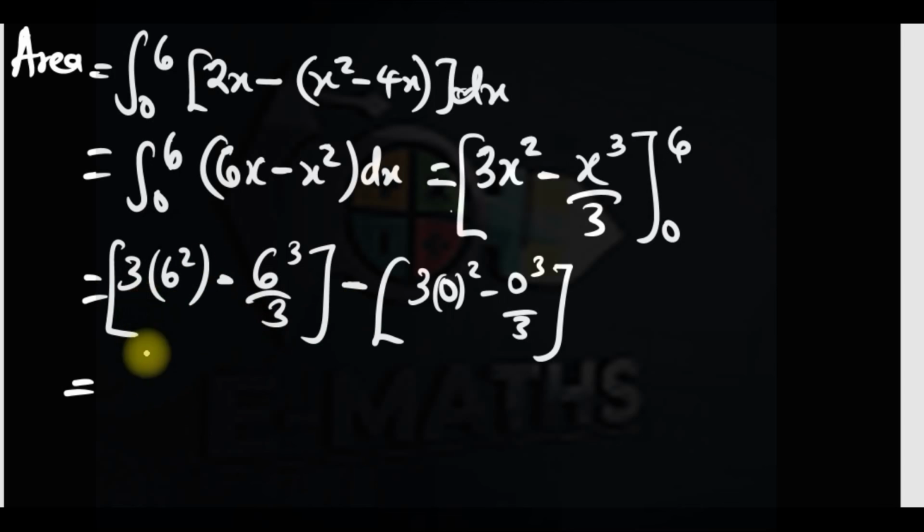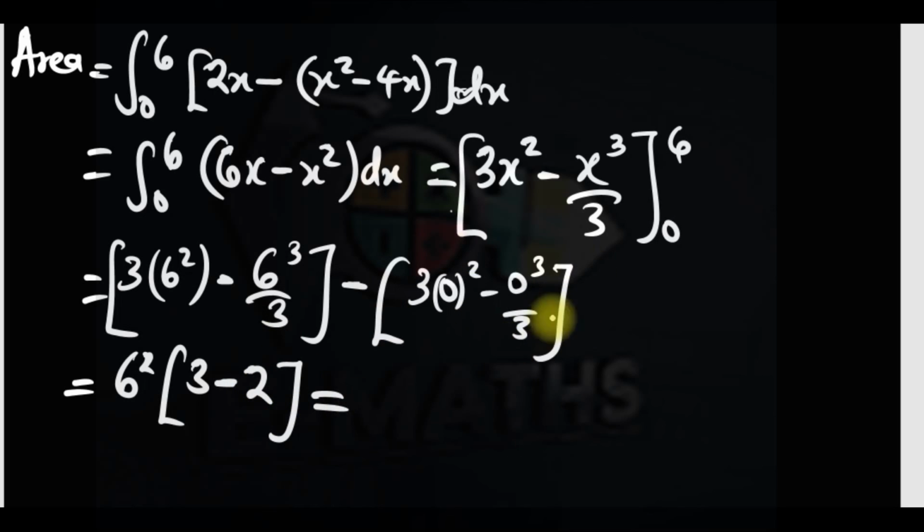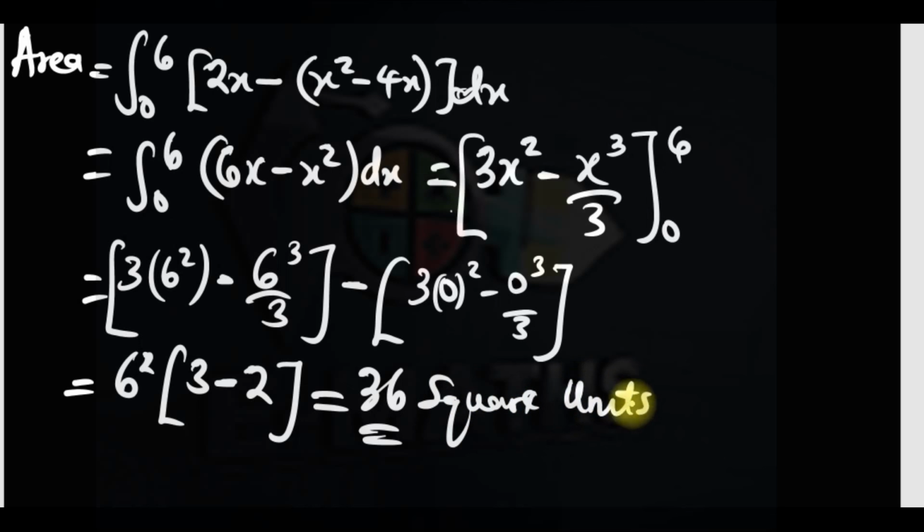So let's simplify. As you can see, I'm seeing 6 squared in both. Bringing it out, we are left with 3 here, minus, if you bring out 6 squared, we are left with 6 over 3, which is 2. The 0 part, I told you this is 0, so no need. So this is now 36 times 1, which is 36. So the answer is 36 square units. So it's very simple. This is just an applied equation in integration.